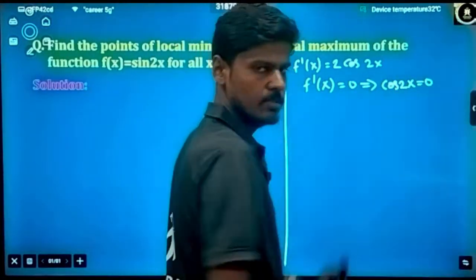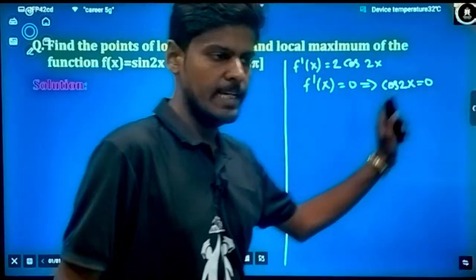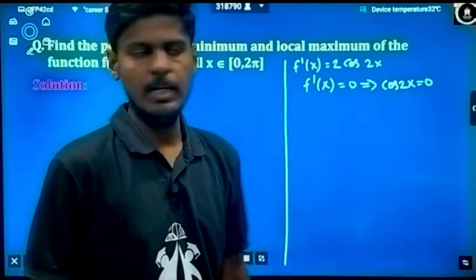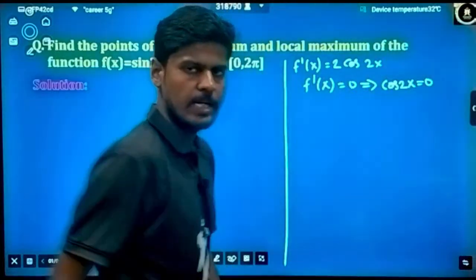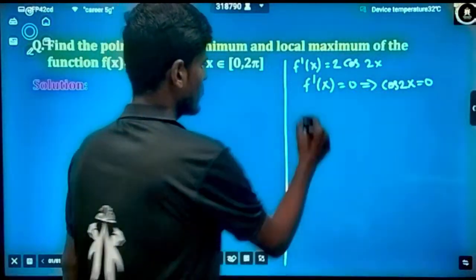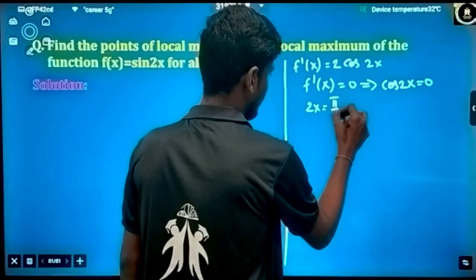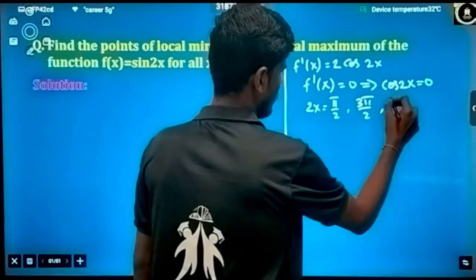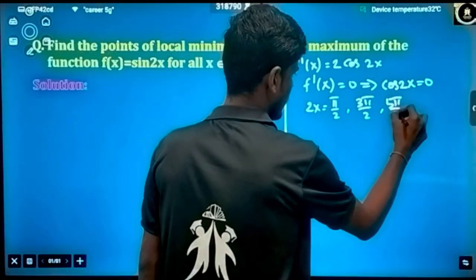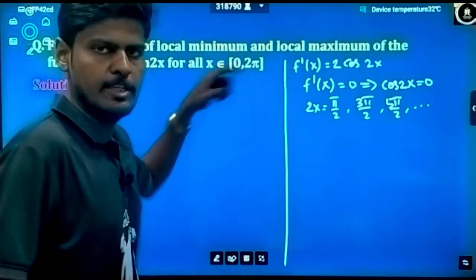And when will the cos become 0? At odd multiples of pi by 2, 90 degree, 270 degree and so on. So that means this 2x will correspond to odd multiples of pi by 2. So 2x will be pi by 2, 3 pi by 2, 5 pi by 2 and so on.